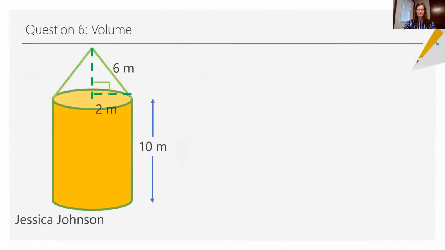Now let's find the volume. To find the volume, we need to use the formula of volume equals pi R squared H1 plus 1/3 pi B H2. R is our radius, which is 2 meters. H1 is the height of the cylinder, which is 10 meters. B is the area of the base of the cone. H2 is the height of the cone, which is, oh no, I don't have the height of the cone.